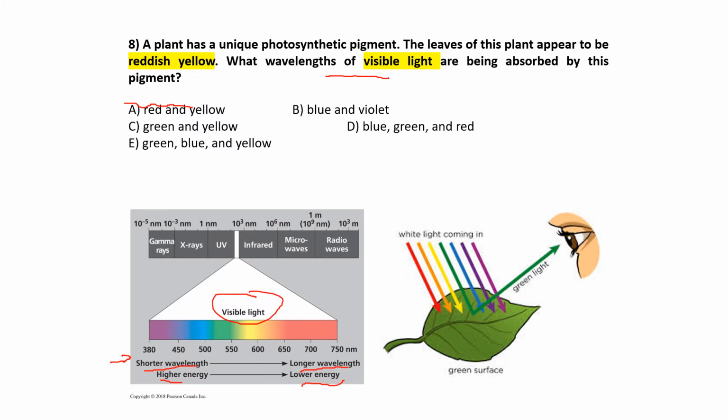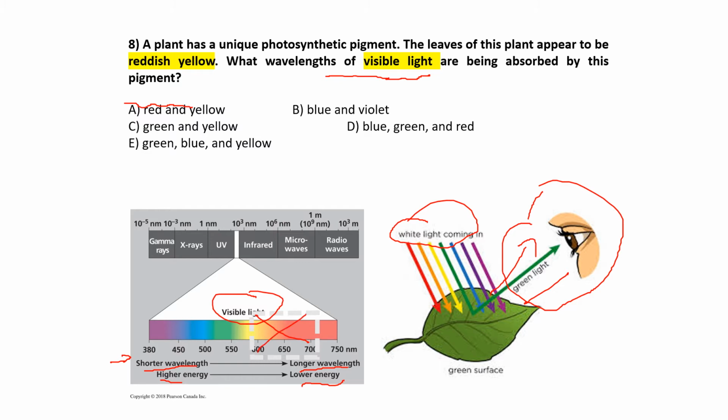And the green light is reflected. This is why the plants look green, because they absorb other wavelengths, but this one is not absorbed, so they don't use it for photosynthesis. Now, in this case, they are not green, so they are reddish and yellow. So that is the first clue. These are the wavelengths that are not used by these plants.